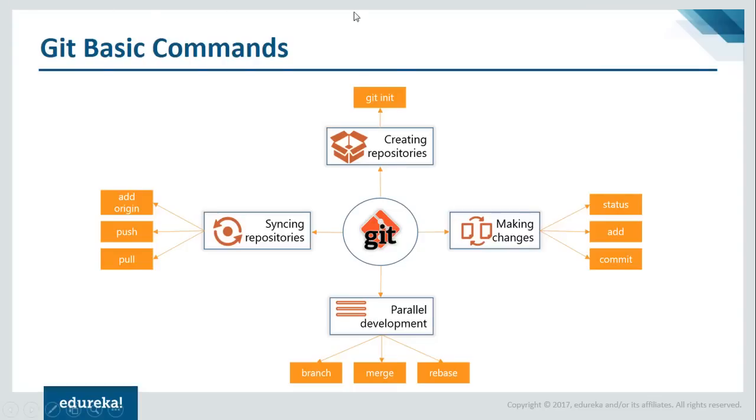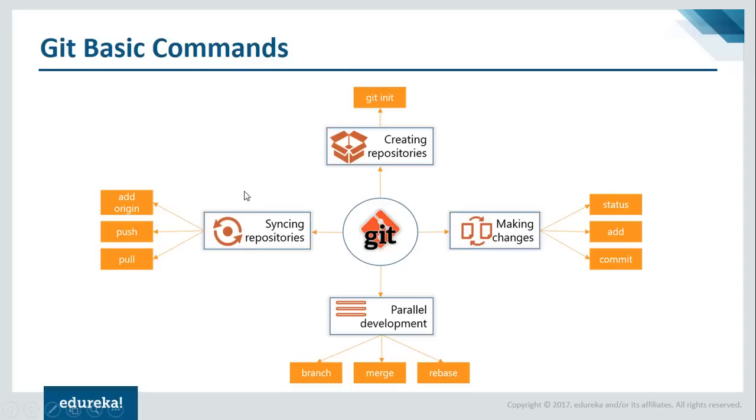So now let us take a look at the Git basic commands. If you want to create repositories, let's say you want to create your local repository, you just have to initialize it using git init. Or if there is an existing repository, you can use git clone. If you want to make changes in your file, you can use different commands. You can use git status to see whether a file is there in your index or not. You can use git add in order to add a file on your index, and you can finally use git commit in order to commit those changes that you have made.